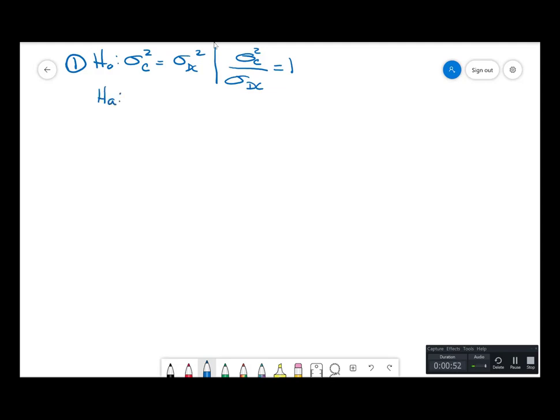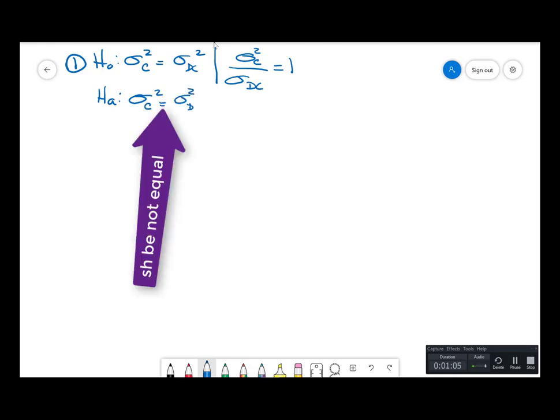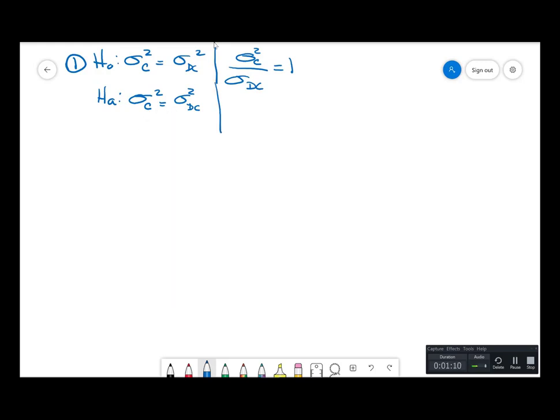Then our alternative, because the problem doesn't say a direction, just are they the same or are they different, we're going to say that the variation of Coke is not equal to the variation of Diet Coke, or continuing the pattern of the ratio, the variation of Coke over the variation of Diet Coke is not equal to 1. Okay, we're going to set our alpha, and we're going to summarize our data just so that we have it handy.